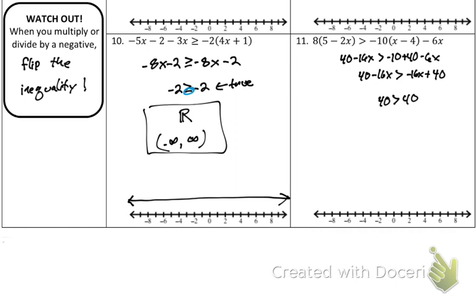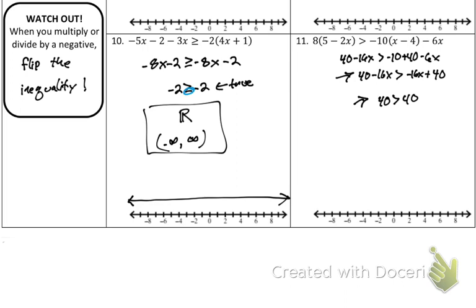Now, once again, if you have the same thing on both sides, whether you noticed it here or whether you noticed it here, your question is: is it true or is it false? Well, if we look at number 10, it was true because of that equal sign. Negative 2 does equal negative 2.